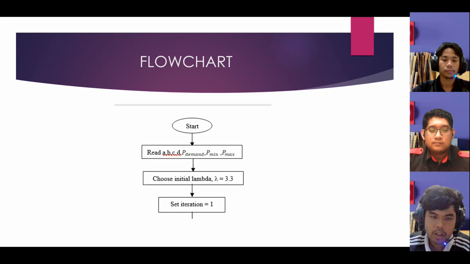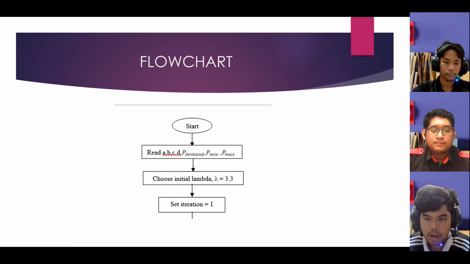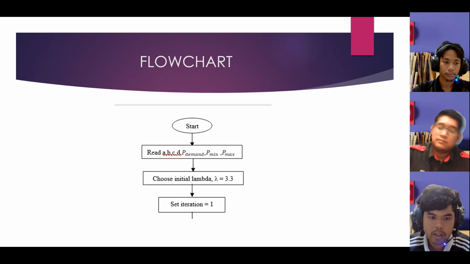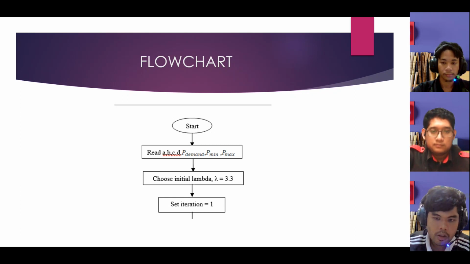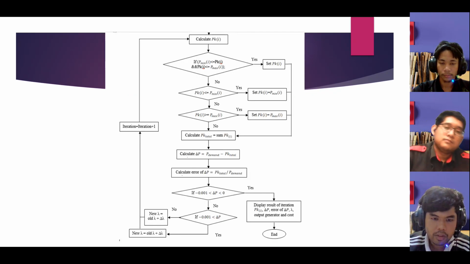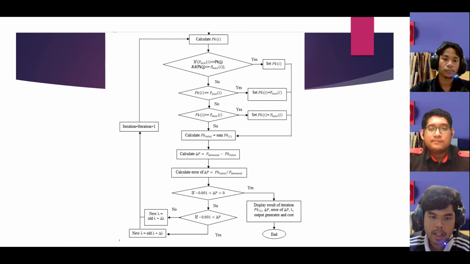After that, we need to choose the initial lambda. For this mini project, we have chosen 3.3 as the initial lambda value. After that, we need to set the iteration starting with 1, since we need to use the lambda iteration for our mini project. Then we need to calculate the PKI, which is the values of PK1, PK2, and also PK3. After that, we will get three possibilities.